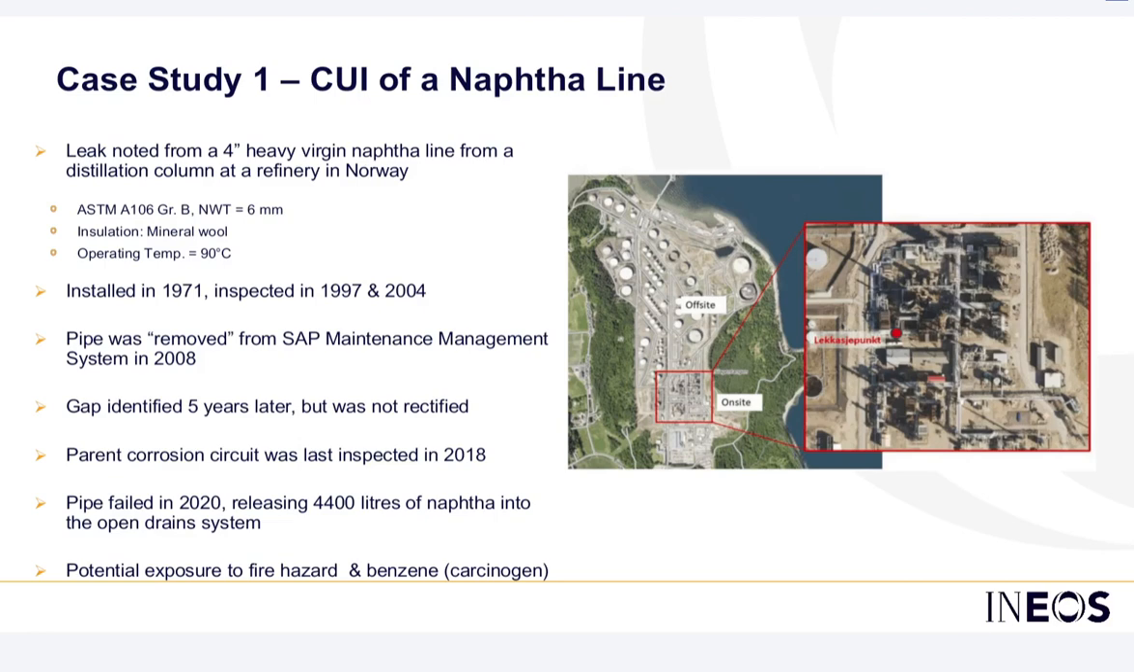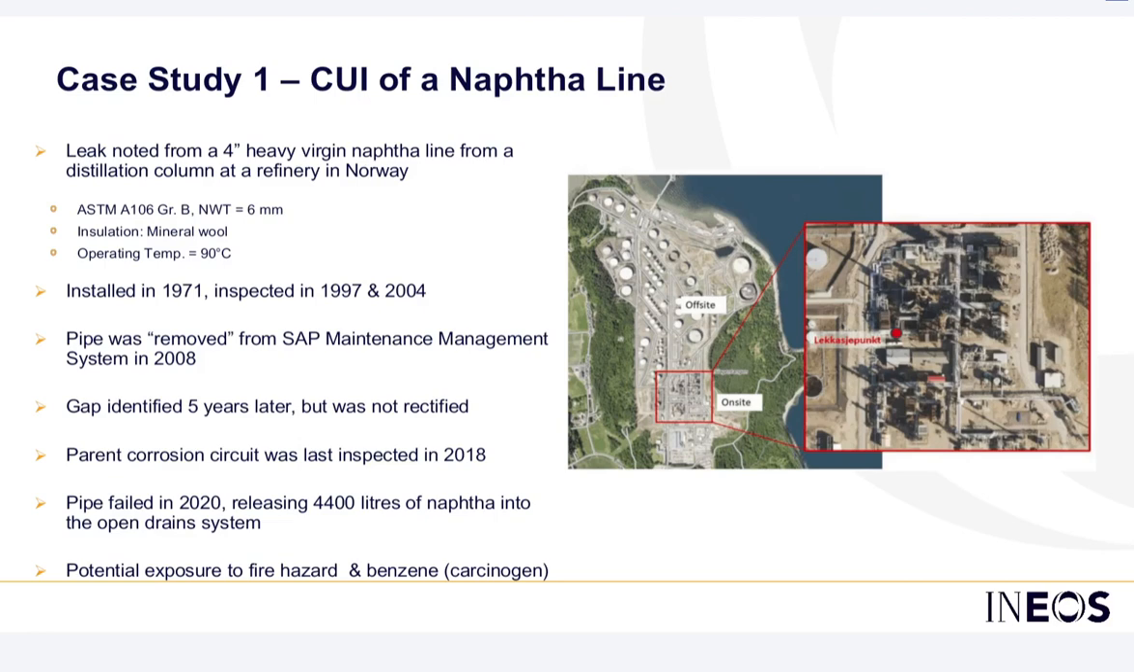And the first one is a CUI of a naphtha line that occurred in a refinery in Norway. Now, this was a 4-inch line that was circa 50 years old when it failed. One of the key issues which I highlighted as part of the first part of the talk was the integrity of the data that was in the database.